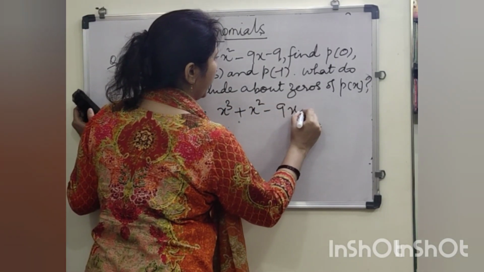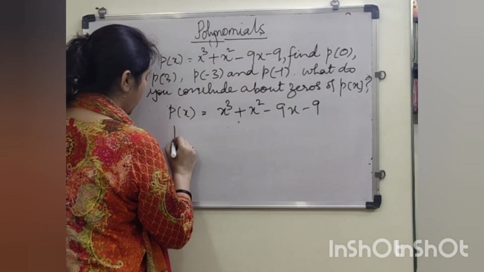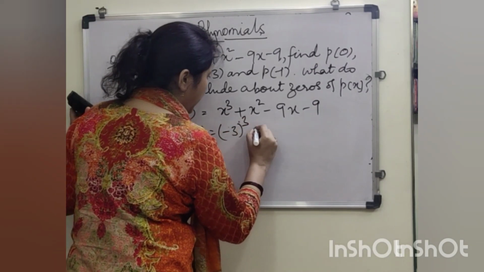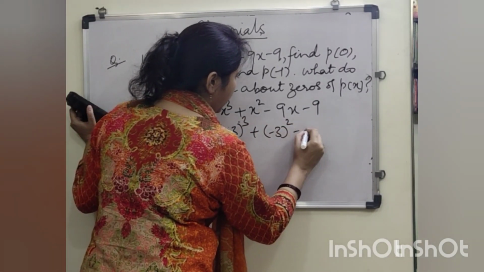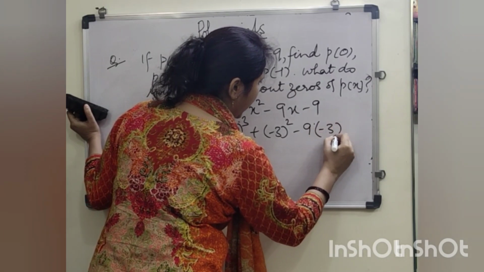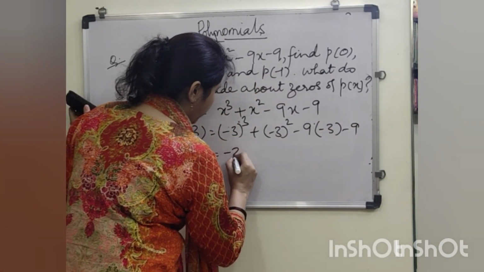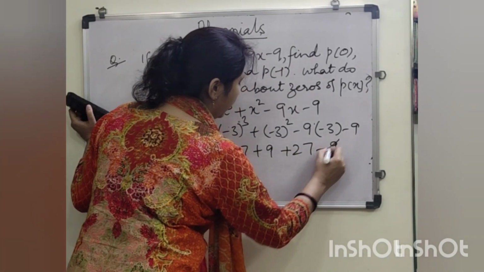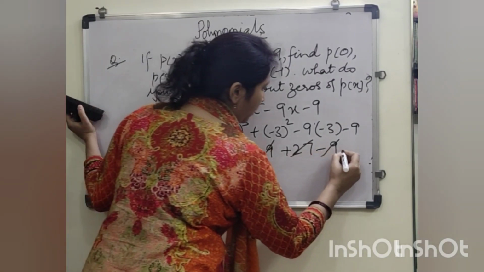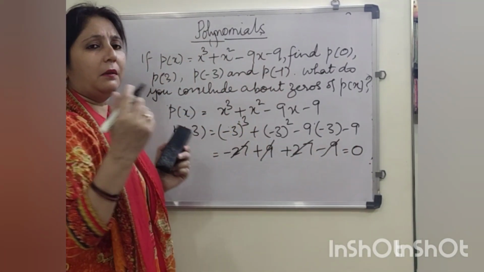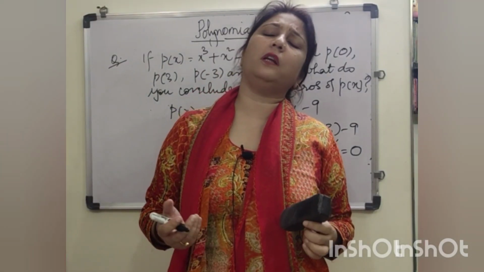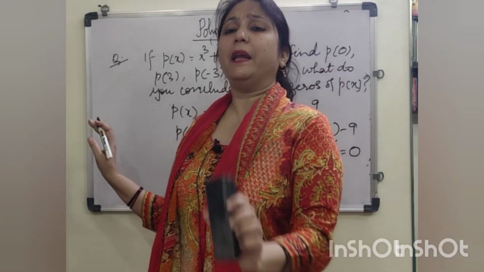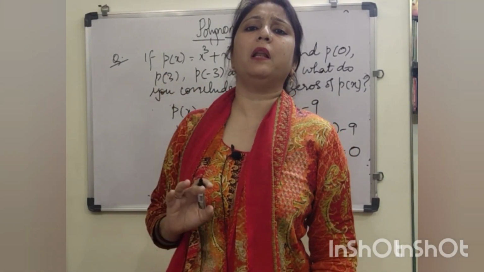Now checking for the next value, that is minus 3. So p of minus 3 is minus 3 cube plus minus 3 square minus 9 into minus 3 and minus 9. Minus 27 plus 9 plus 27 minus 9. Again cancelled. Got answer as 0. That means x is equals to minus 3 is also the zero of the polynomial, because it makes the entire value of the polynomial 0.